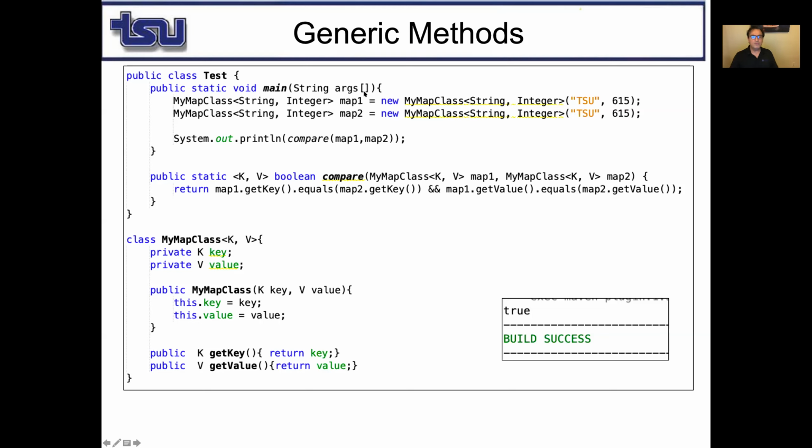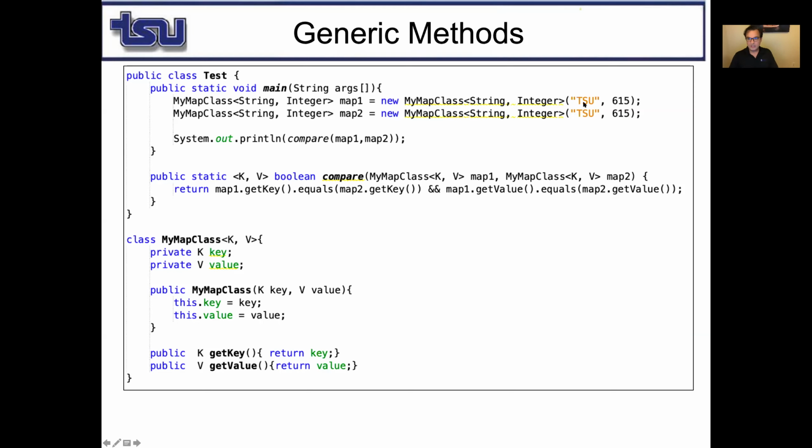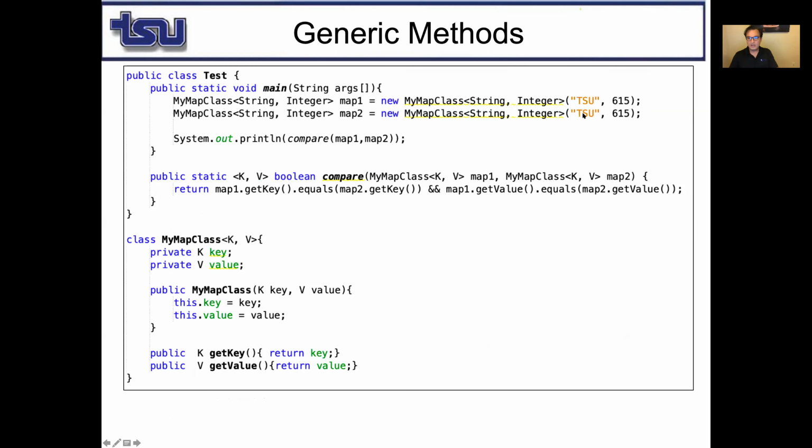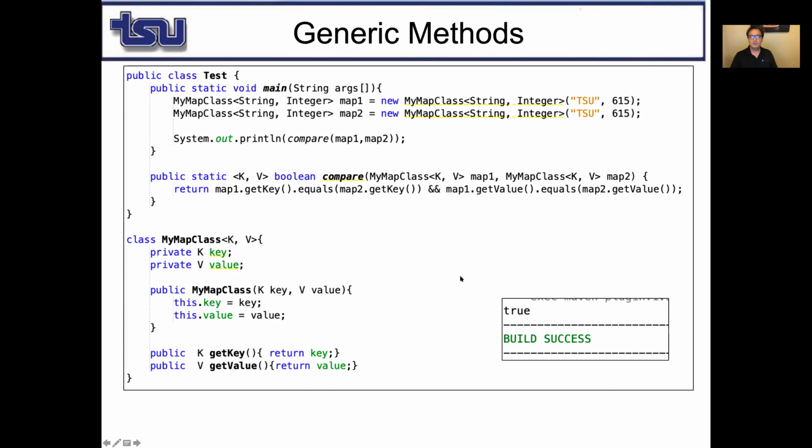Now I have map1 and map2 the same. In this one, the same key but different what? Oh, no, sorry. I go here, the same key, the same values. So it's going to return what? True.